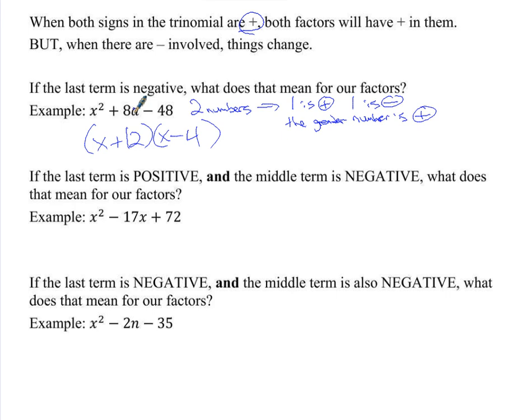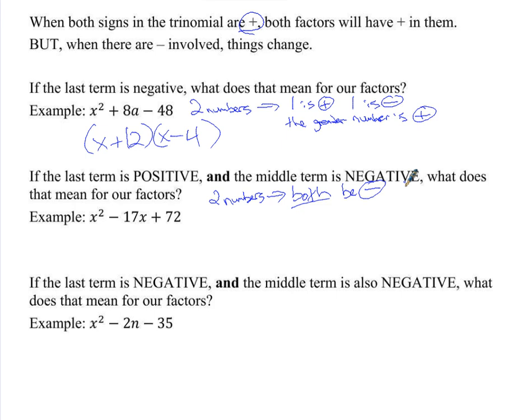The second case, if the last term is positive, but the middle term here is negative, what does that mean for our factors? They both must be negative, yeah. So we're going to have two negative numbers. So I'm going to say my two numbers must both be negative. Nice.